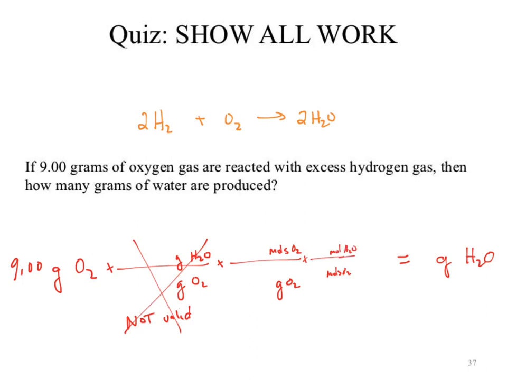Where do I find that conversion? This is the chemical equation. Where did I get the grams and moles? Periodic table. I still don't have my answer yet. I need to get rid of moles of H2O, and I want grams of H2O. Where do I find that conversion? Periodic table. Okay.